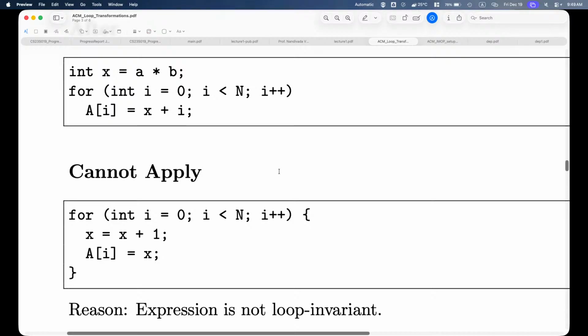This is in my loop def, so I can't move it. X equal to a plus b. This is RHS. This is loop invariant. What will I do? I'll write T1 equal to a times b. Replace this with T1. Okay?